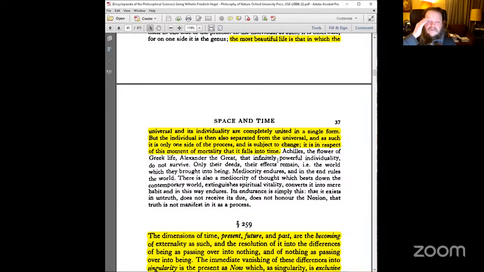Achilles, the flower of Greek life, Alexander the Great, that infinitely powerful individuality, do not survive. Only their deeds, their effects remain. That is, the world which they brought into being. Mediocrity endures, Trump, and in the end rules the world. That's great. There is also a mediocrity of thought which beats down the contemporary world, extinguishes spiritual vitality, converts it into mere habit, and in this way endures.